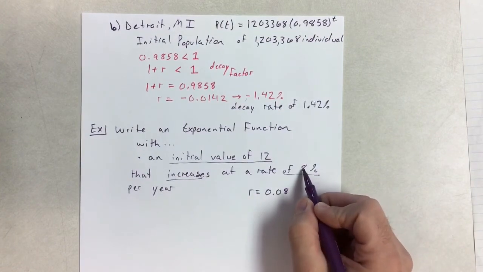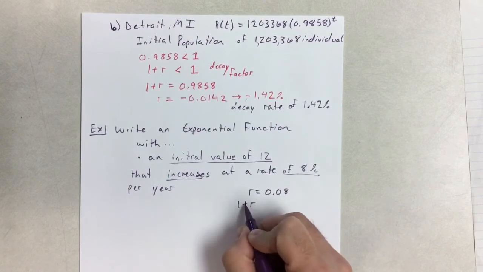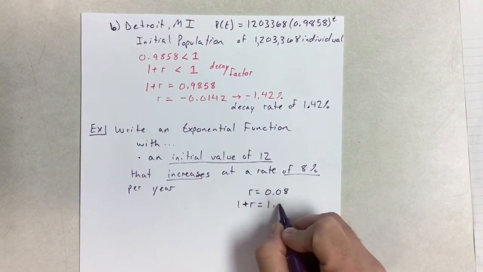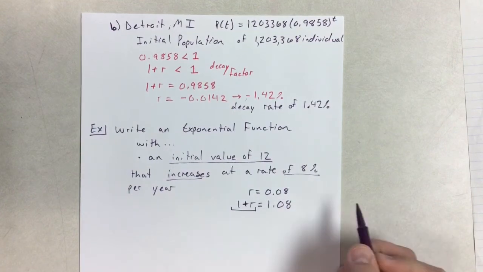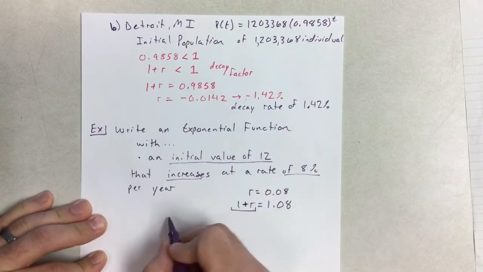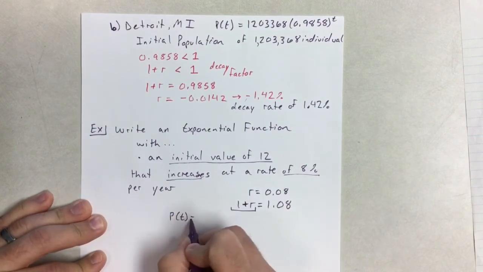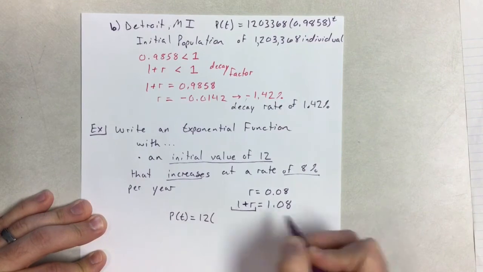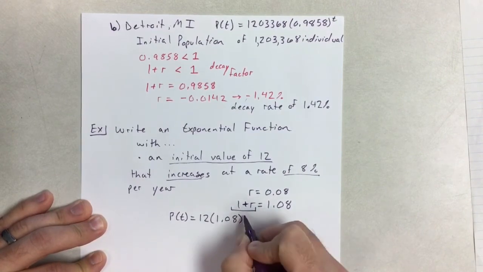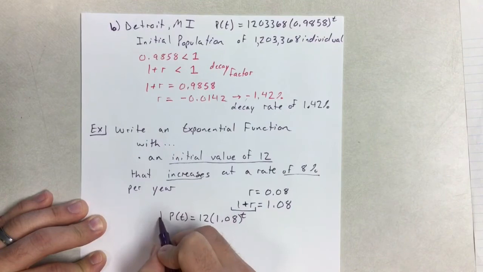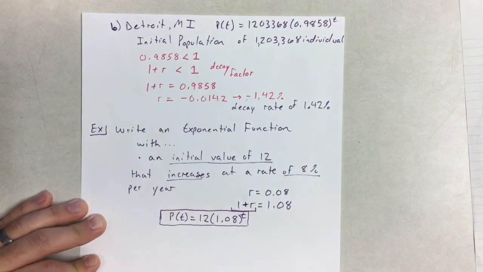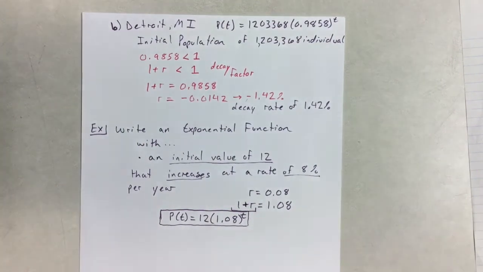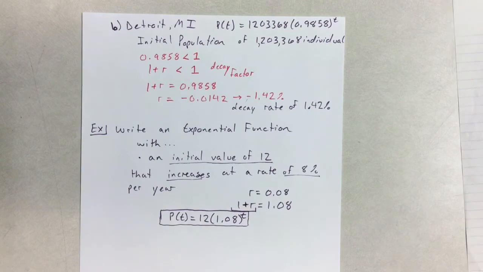So since it is a growth rate, our 1 plus r will equal 1.08. So we have our growth factor, we have our initial value, therefore our function will be 12 multiplied by 1.08 raised to the power of t. Not that bad. We have seen this before. I believe in Algebra 1, this is discussed, writing exponential functions of this form.